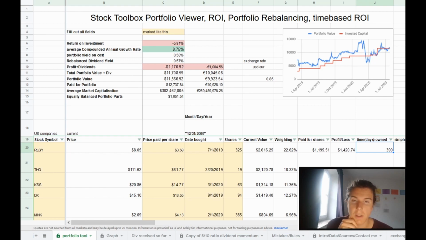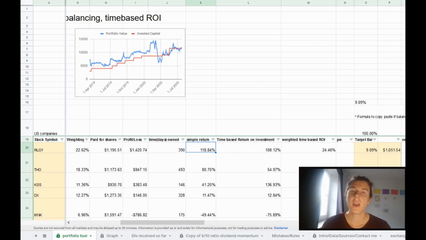Then it's really fun to know how long you are invested into a stock already. Then a simple return, if I bought a stock for $4 on average and the stock is currently worth $8, I make around 100% return. Because I own the stock longer than 365 days, my simple return is higher than my time-based return.